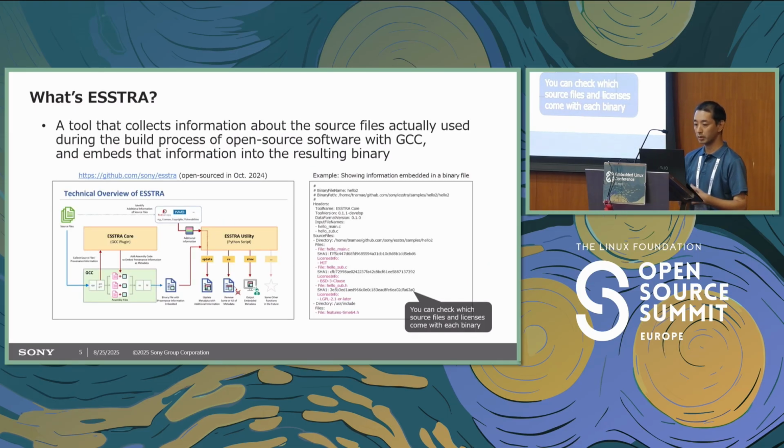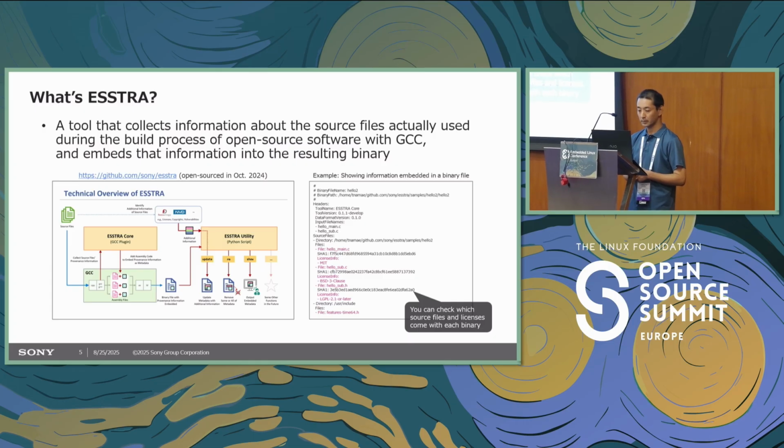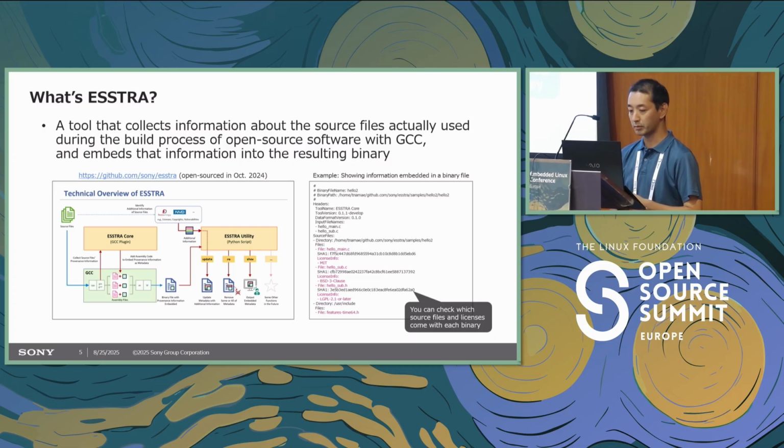ESSTRA is a tool that collects the information about source files actually used during the build process. It works with GCC and embeds that information directly into the binary. This includes file names, licenses, and other related metadata. ESSTRA was open sourced last year. This helps people in the software supply chain, from upstream developers to downstream integrators, to understand what's inside the binary and share that information clearly. So now, let me explain why ESSTRA was needed.